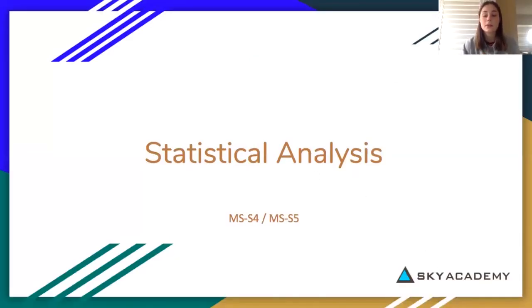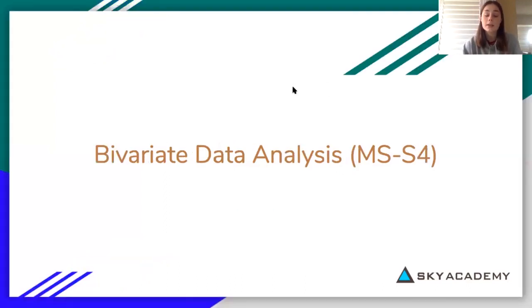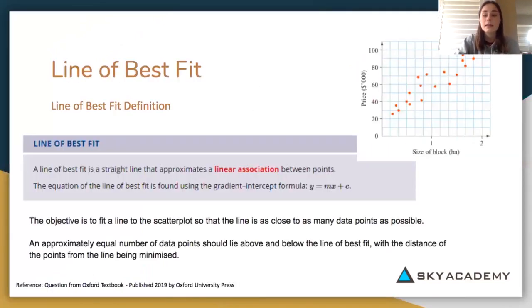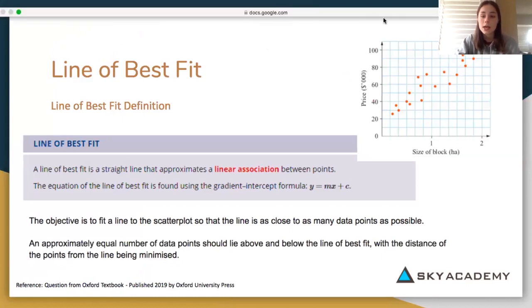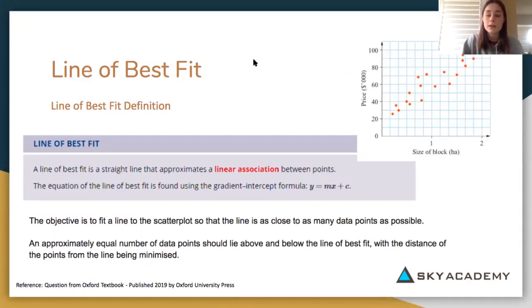Everyone, we are in another video of statistical analysis where we are looking at bivariate data analysis, which is the MS4 topic. And in this video, we are looking at the line of best fit. So the line of best fit is essentially a line through a scatter plot that is a representation of all the different points on that scatter plot. So you'll have multiple points, but the line of best fit is just the one line representing all of those points. So if we have a look at the blue box, we'll get a definition for it.